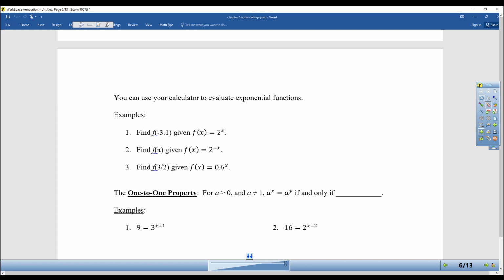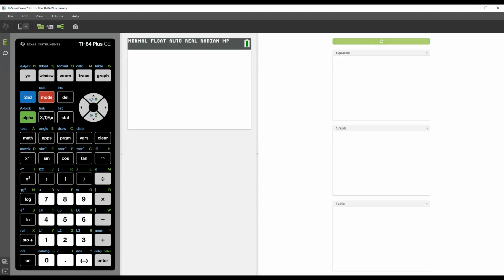So on this next section, you should pull out your calculator and make sure that you can type these in correctly. And I will show you how to do it on my calculator. Our first one is 2 to the x when x is equal to negative 3.1. So I'm going to type in 2. The button is this caret right there. And make sure that you use this negative key down here. This one means subtract. So negative 3.1. And then you just hit enter.